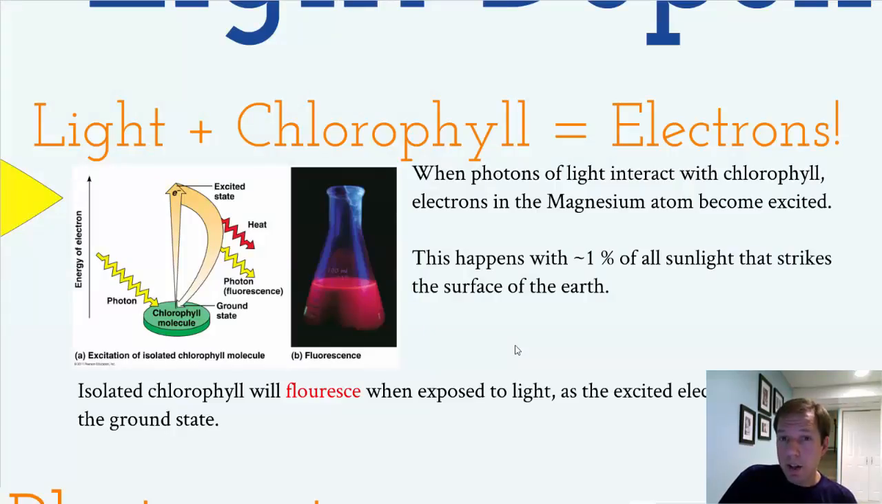Now, the light from the sun hits the electrons that are being held by the chlorophyll molecules. Those electrons become excited, and when they become excited, the energy from those excited electrons can be harnessed to do other things within the chloroplast.